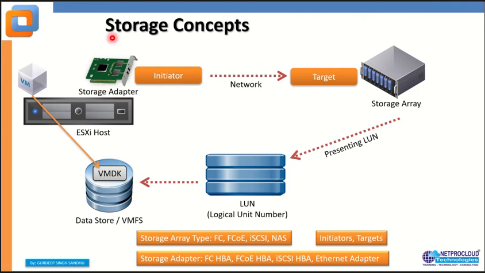So what are the components we have to learn? The storage array type: FC, FCoE, iSCSI, NAS. There are two more terms, initiators and targets. The initiator is with the ESXi host, and the target is the storage array. And the storage adapters are FC HBA and FCoE HBA, where HBA stands for host bus adapter. For iSCSI, the adapter should be an iSCSI HBA, and for NAS we are going to use the Ethernet adapter.